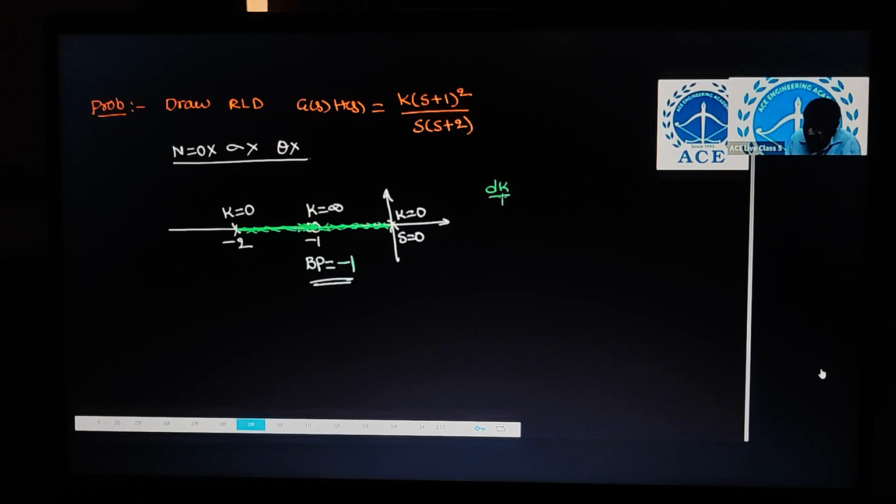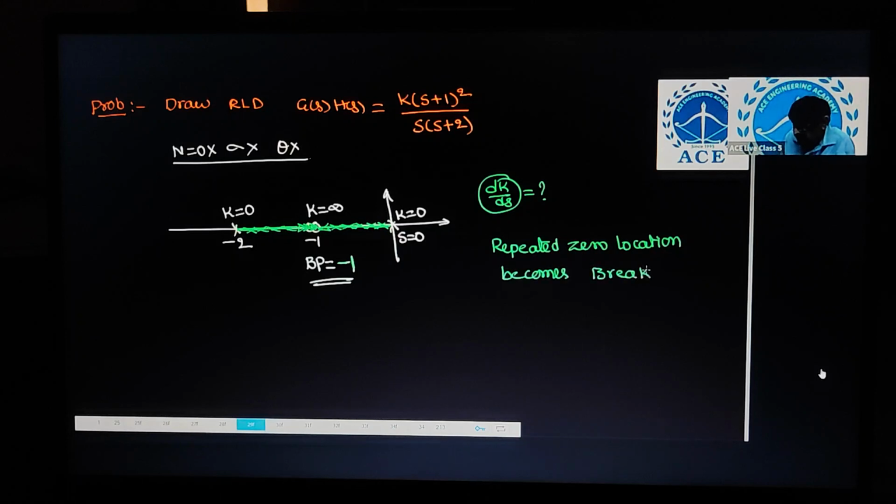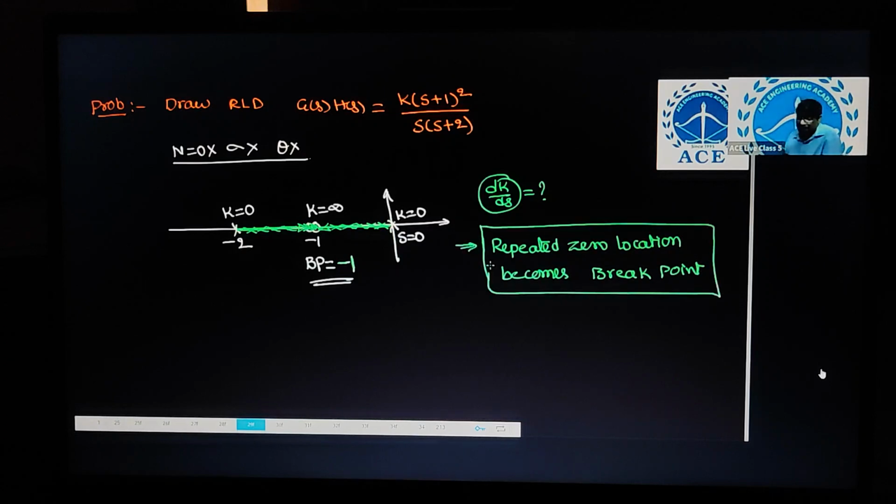You check dK by dS and then tell the answer tomorrow. So 100% it is a breakpoint. That means multiple repeated zero location also acts as a breakpoint. Repeated pole as well as repeated zero location. Repeated zero location becomes a breakpoint. So remember, at any location, if poles and zeros are repeated, that location by default will become a breakpoint. Is it clear?